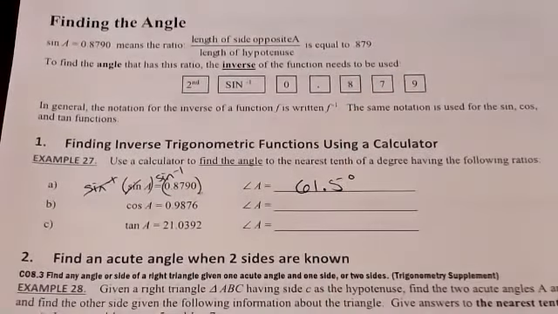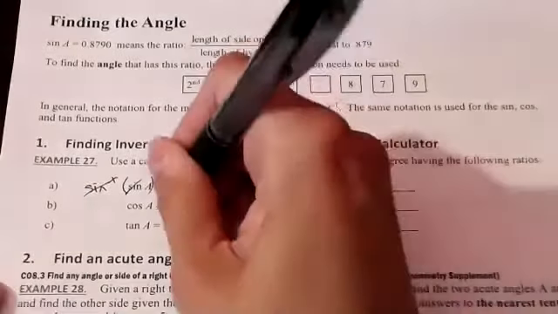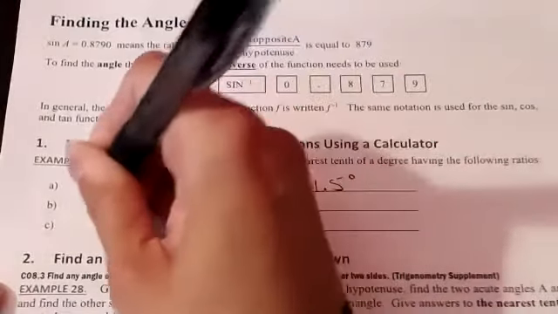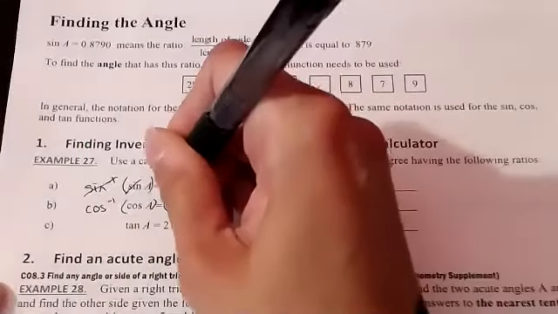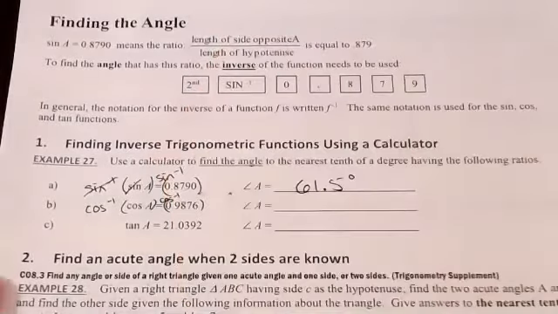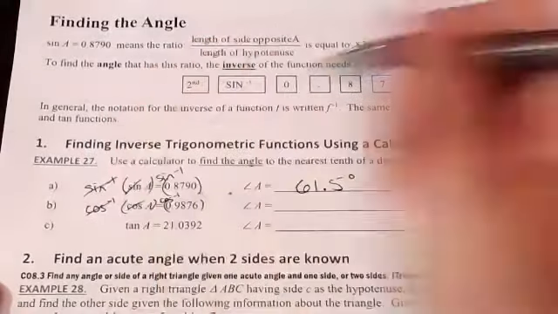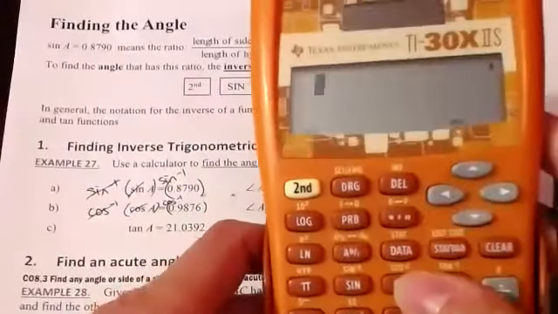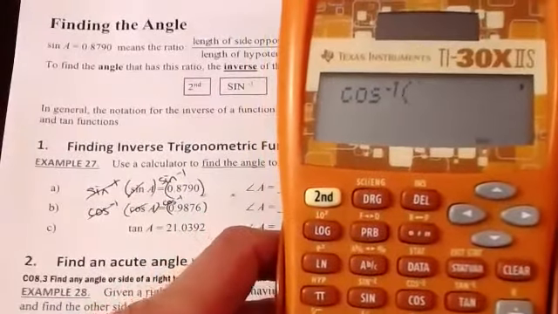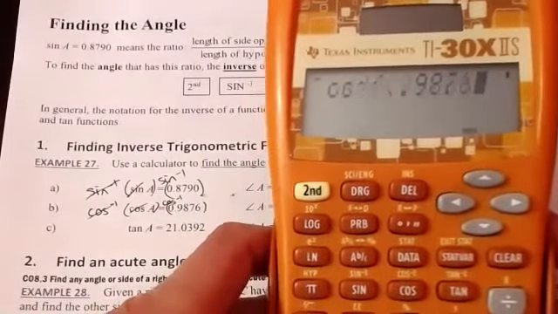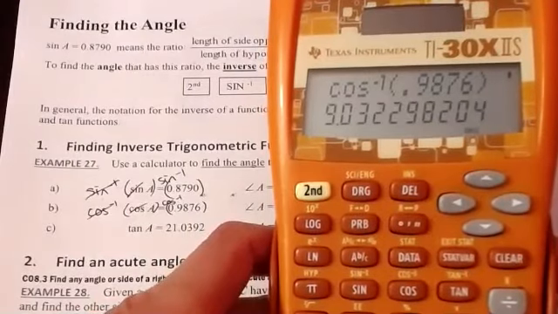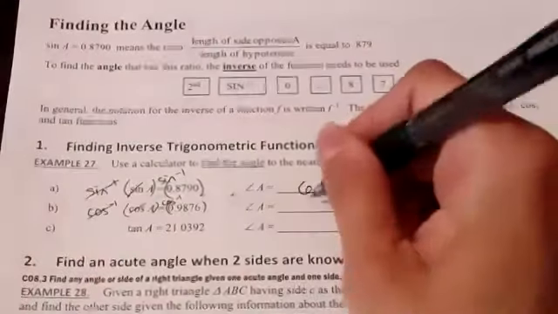Same thing with part B. The opposite of cosine is cos inverse. So you're going to take the cos inverse of both sides. So cos inverse, that's a cos to the -1 power, right? That's what it looks like. So cos inverse of both sides. Cos inverse and cos cancel each other out. So let's do second cosine. And that says 0.9876. And we get that the angle is 9.0 degrees.